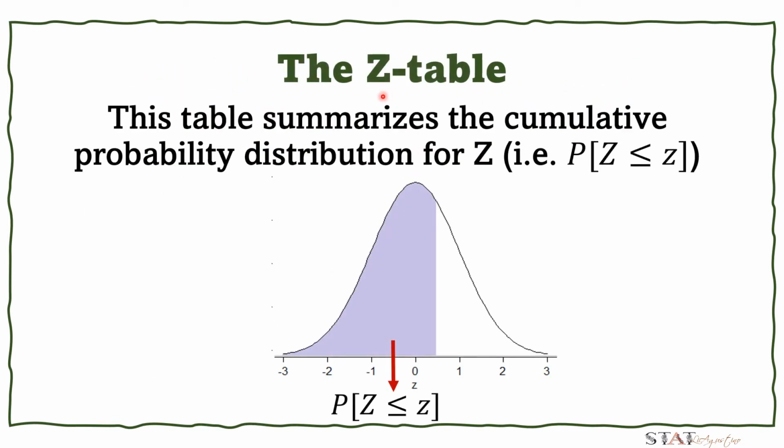So the z-table, this table summarizes the cumulative probability distribution for z. Mathematically, you can present it this way: the probability of z, this is your distribution, less than or equal to your z-score, your z-value. So this is in this area. Whenever you see this mathematical presentation, it signifies the probability that falls within your z score or z value. So in this area. So let's proceed.